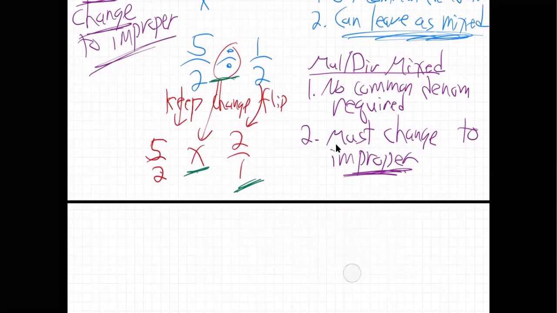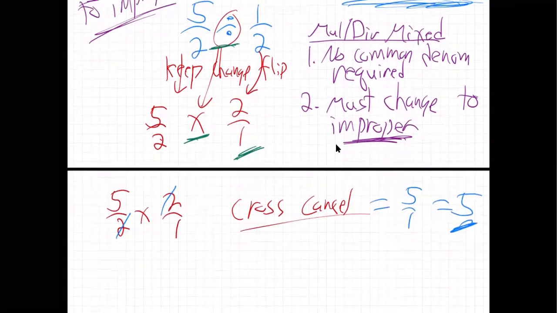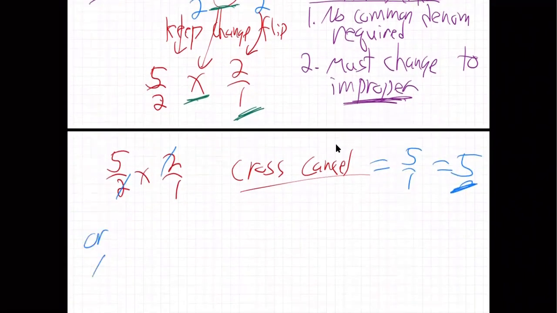How do we finish this question? Well, there are two ways you can do it. You can take 5/2 times 2/1, and you can cross multiply, or sorry, not cross multiply, cross cancel. That's a little quicker. You can just go boom, boom. And so then the answer is 5/1, or just 5. The answer is 5.